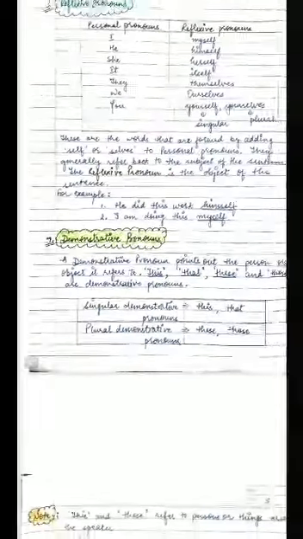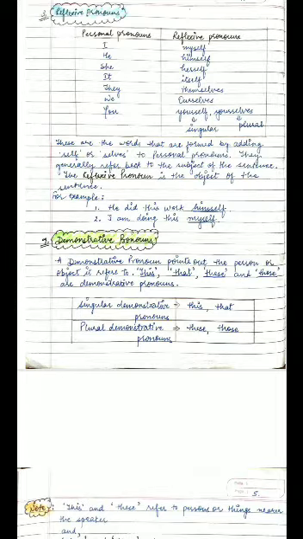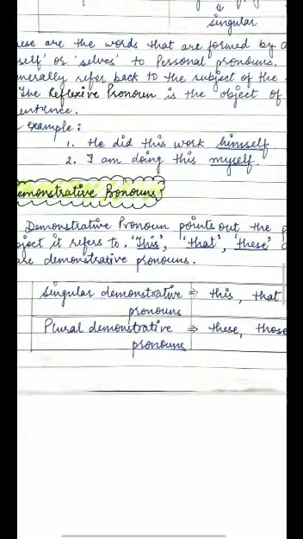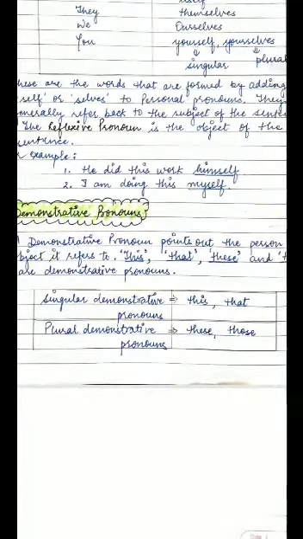Okay children, now number 4, demonstrative pronouns. A demonstrative pronoun points out the person or the object it refers to. The words this, that, these and those are demonstrative pronouns. So children, demonstrative pronouns are classified as singular demonstrative pronouns and plural demonstrative pronouns.